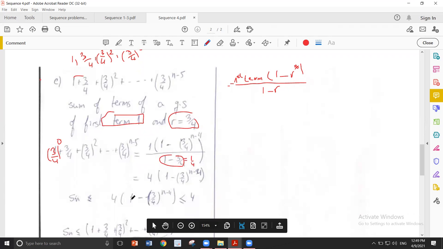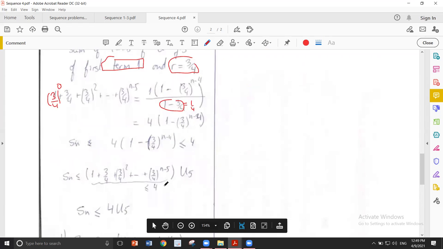So 4 into 1 minus 3 over 4 to the power n minus 4. This number is less than or equal to 4, since 1 minus 3 over 4 is smaller than 1. So Sn is less than 4, so it is bounded above by 4U5.